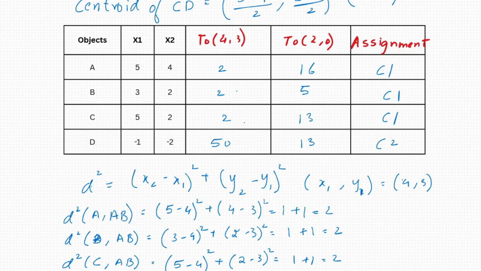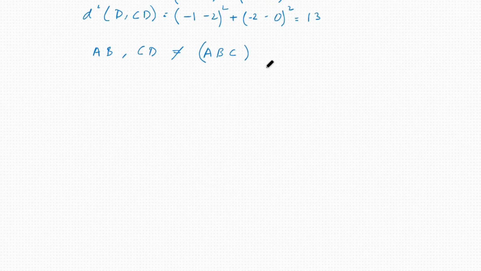But we have assumed that A, B and C, D are the two clusters. But here we got A, B, C as one cluster and D as another cluster, in which the first cluster is not equal to the second cluster. So we have to go to the second iteration. Now take A, B, C as one cluster and D as another cluster.